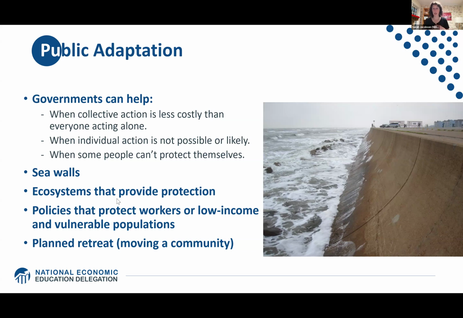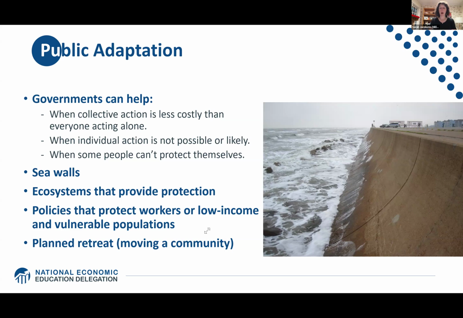And then, of course, there are members of the community that are vulnerable and less able to protect themselves. So there's a bunch of physical structures that communities can make, and policies that can be enacted to protect people, even including things like cooling centers that a number of cities have put in place for those who don't have air conditioning. And the biggest form of adaptation of all is planned retreat, that is moving a community. And we've done that already for a few communities in the US.